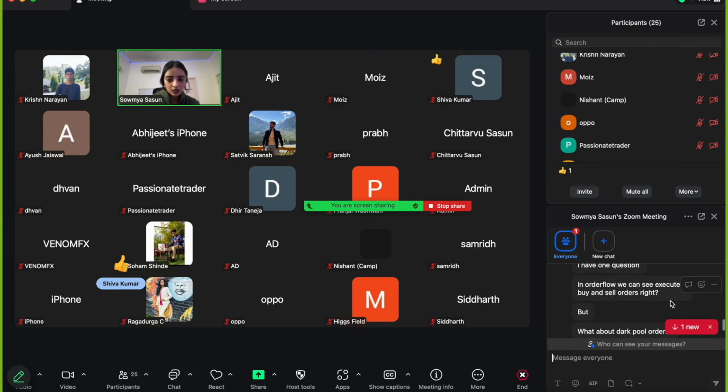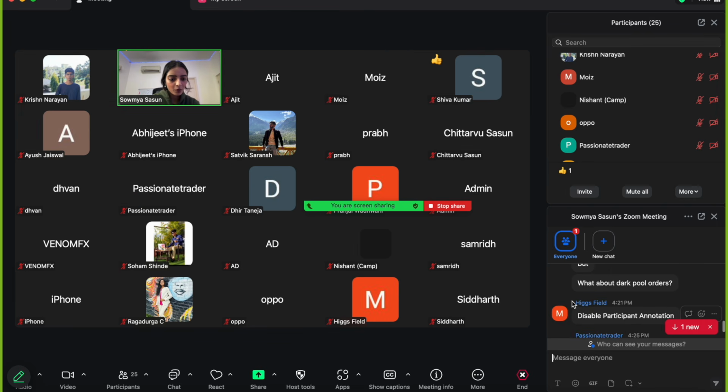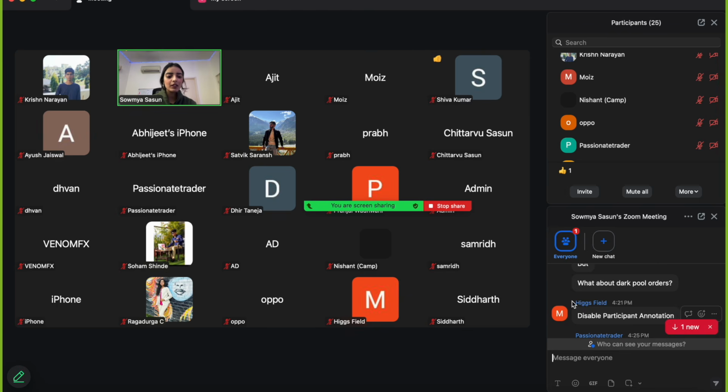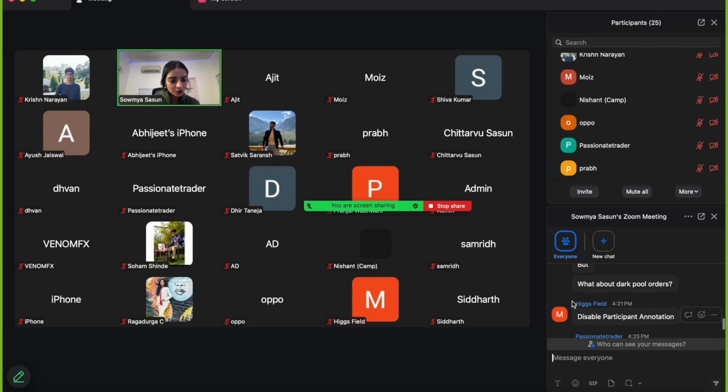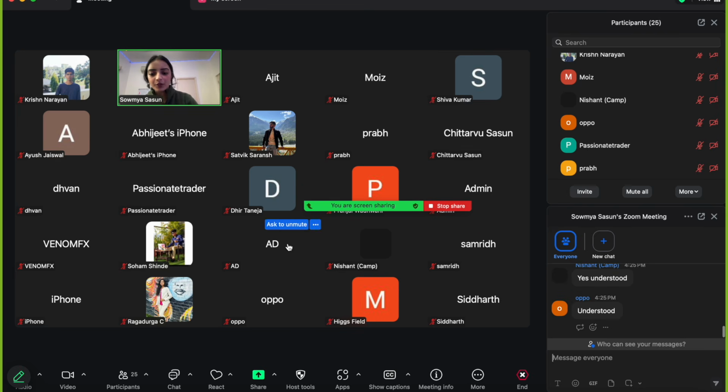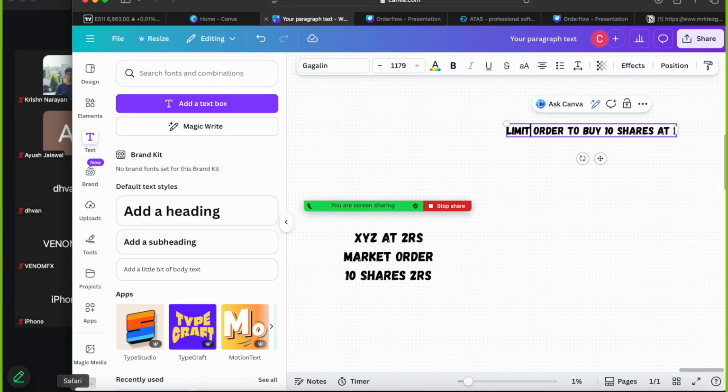I have one question. In order flow, we can execute buy and sell orders, right? But what about dark pool orders? I will come to that. I don't want to confuse everyone right now. Disable participant annotation. Yes, I've done that. Yes, understood. Okay, cool. Let's go forward.